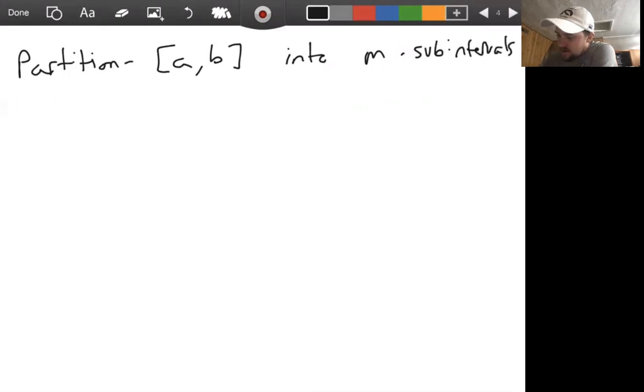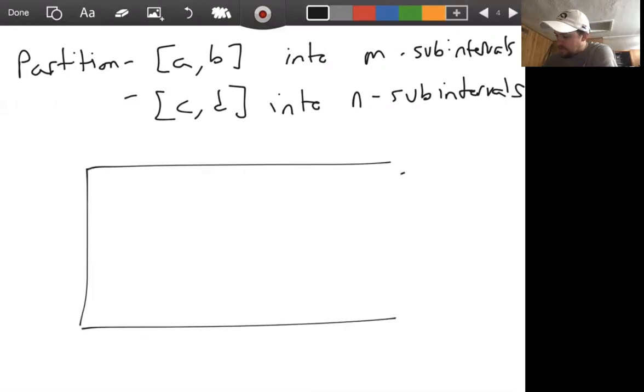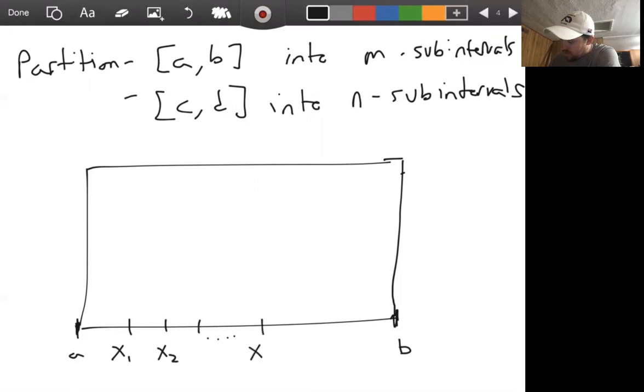And then let's partition CD into N subintervals. So if we have our region R here, say, we're looking at x equals A to x equals B, and we want to partition this M times, so like x1, x2, etc., up to, let's say, xi minus 1, xi, etc. And then we'll let A be x0 and B be xm, right?